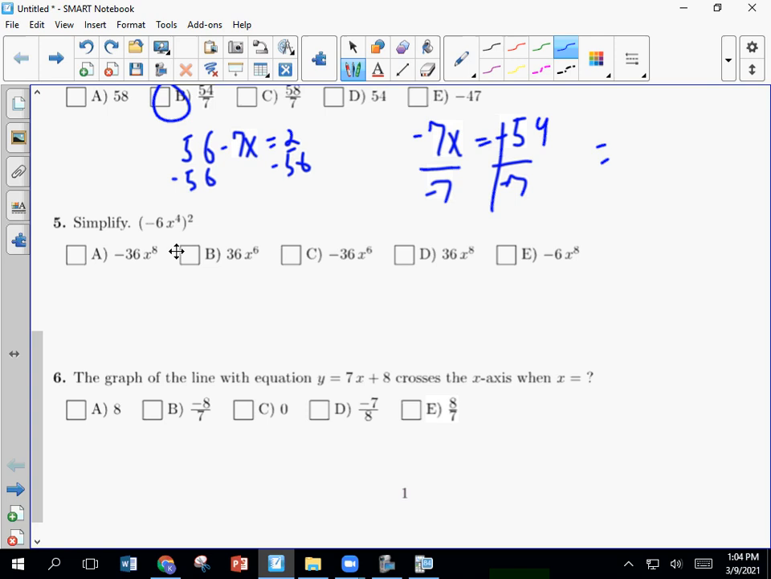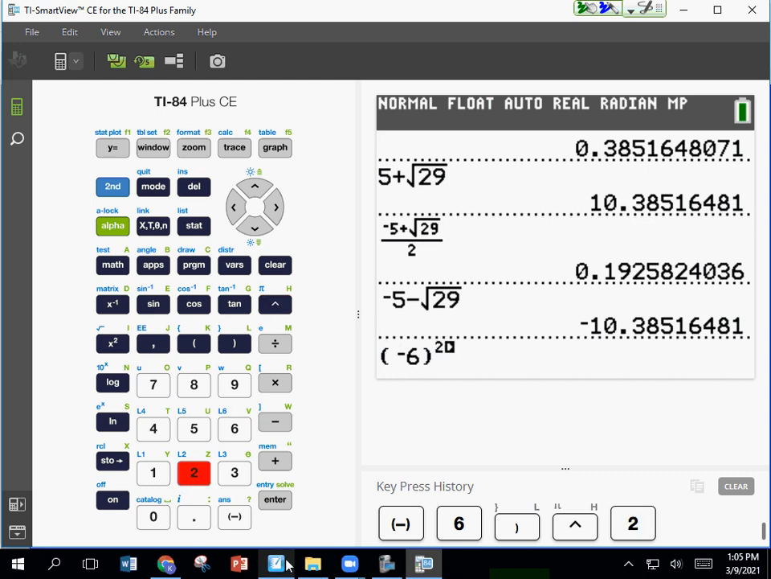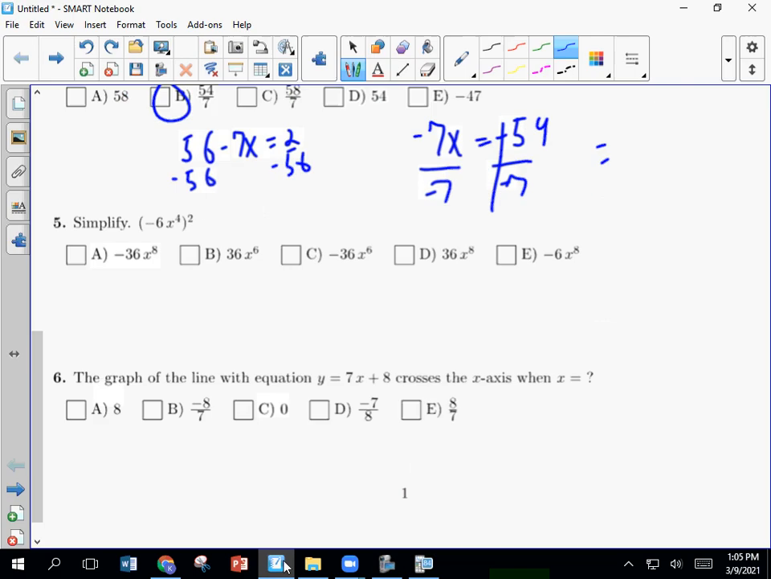All right. Exponent rules. When you have a number raised to an exponent, here's what I want you to do every time. You take that number and you put it in parentheses. So negative 6, and it's raised to the second power. So that's going to be your number, 36. Negative 6 raised to the second power is 36. Make sure you keep it in parentheses. When you raise an exponent to another exponent, you multiply them. So it's going to be x to the 8th.